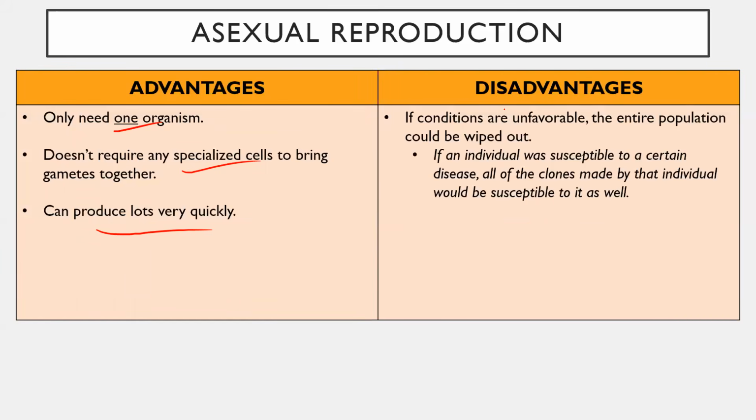Now, some disadvantages of asexual reproduction are actually very similar to the disadvantages of cloning, which we just talked about the other day. If conditions are unfavorable, the entire population could be wiped out. In other words, any problems with the parent are going to be passed down to the child as well. So if there was a disease that the parent was susceptible to, the child is going to get it as well when asexual reproduction occurs.